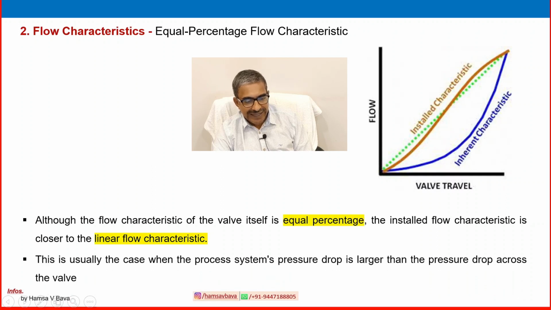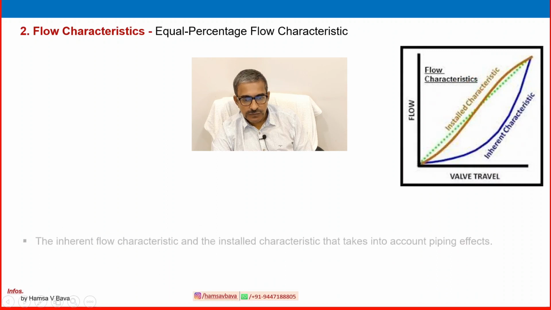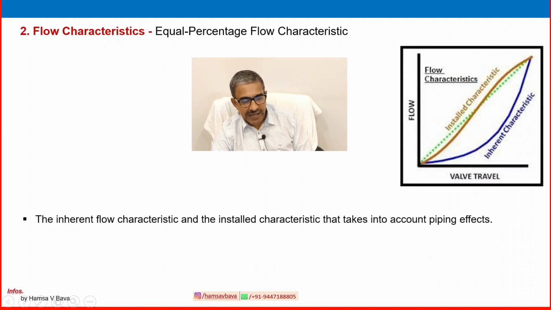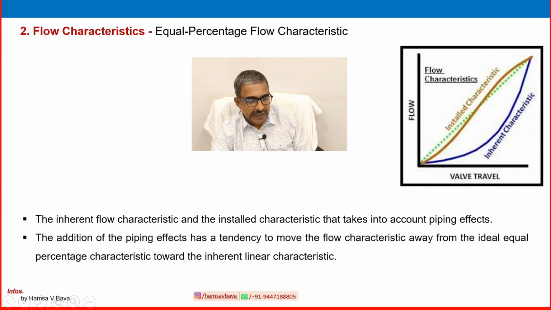This is usually the case when the process system pressure drop is larger than the pressure drop across the valve. So many parameters are affecting or changing this flow characteristic. The inherent flow characteristic and the installed characteristic take into account the piping effect also. One of the reasons: the addition of piping effect has a tendency to move the flow characteristic away from the ideal equal percentage characteristic toward the inherent linear one.